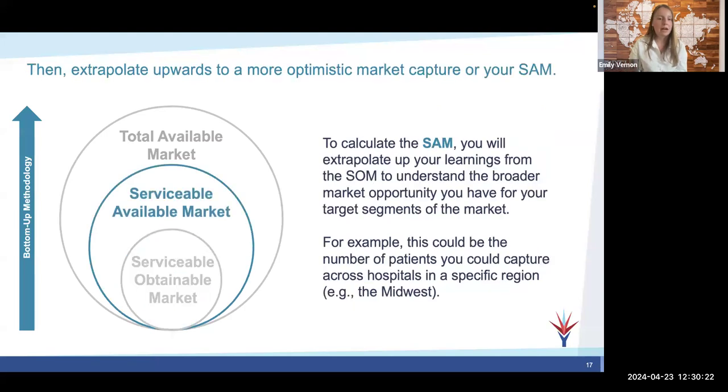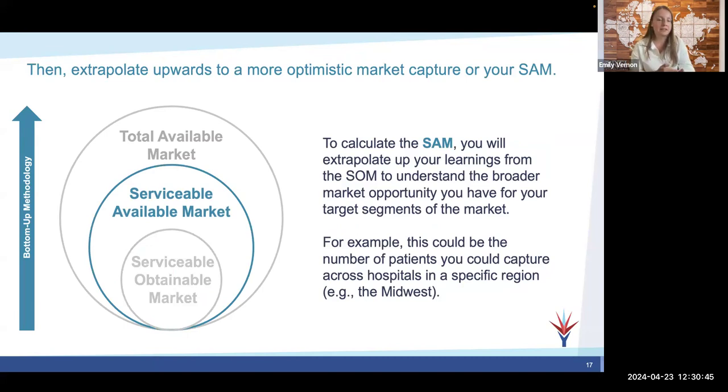So when we're extrapolating up for your SAM, we do want to say that it should still be based in data. Even though we are expanding the market, we still want to be able to trace back why the extrapolation was done and where those data points came from. To keep it simple for this webinar and for the case study that you'll see in a few slides, we did a very simple extrapolation where we're just thinking about geography.